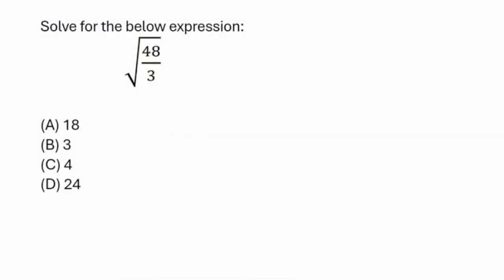The first problem asks us to solve for the expression the square root of 48 over 3. And our possible answers are 18, 3, 4, and 24. At first glance, this might look a little intimidating. I mean, not too many people could tell you the square root of 48 thirds off the top of their head, but you don't need to.